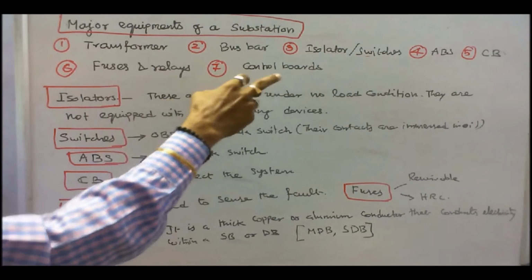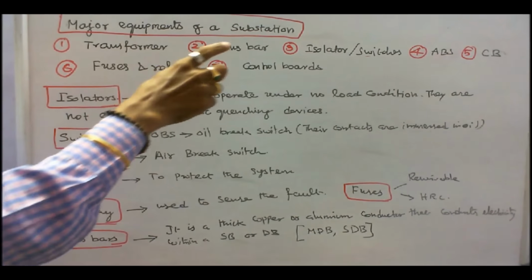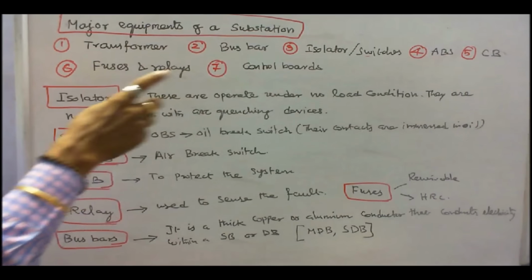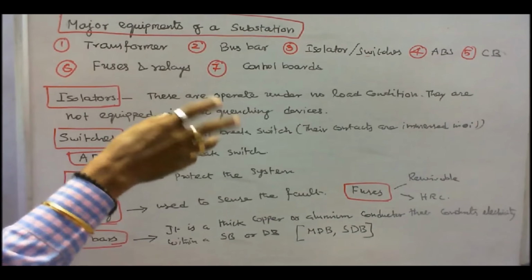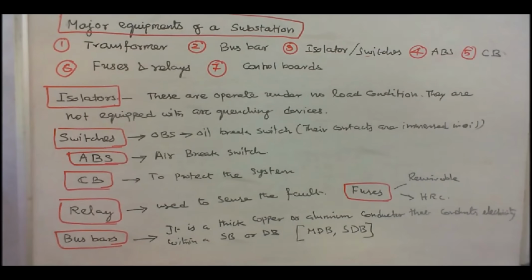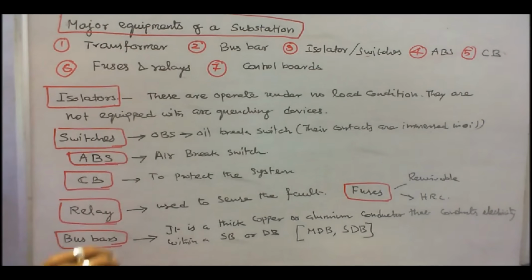The seventh is the control boards. Here the bus bar, isolators, circuit breaker, and relays are housed in the control boards. The control boards are placed in the control room. There the control boards, switched bank capacitors and metering unit, everything is in the control room. From there we can control the overall system.